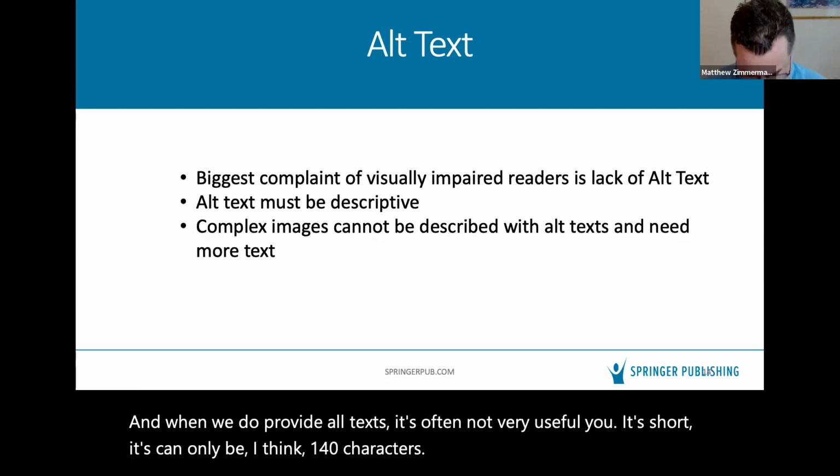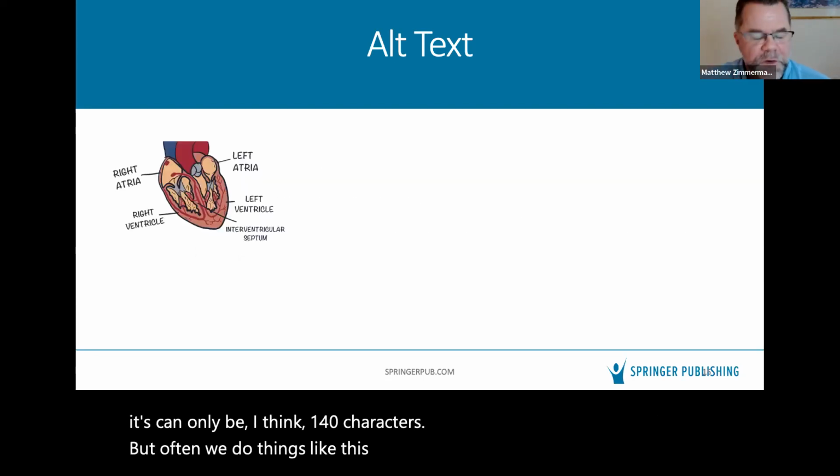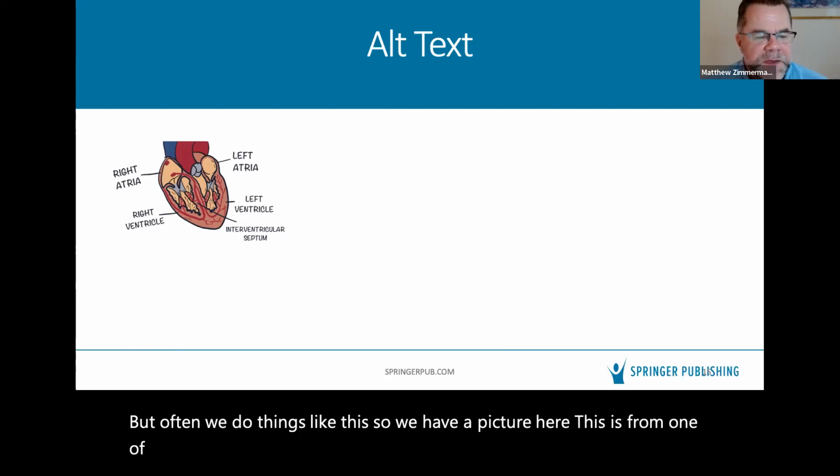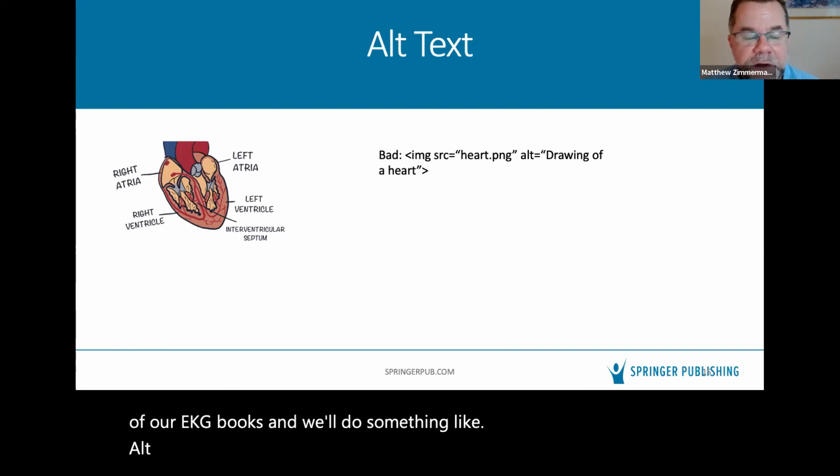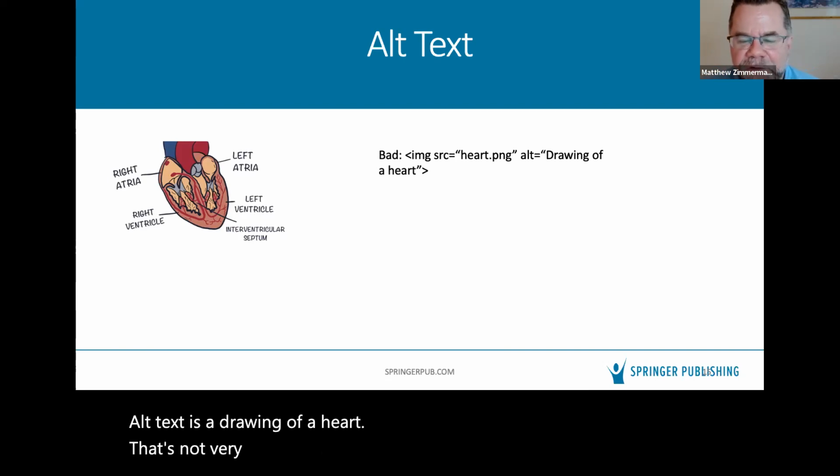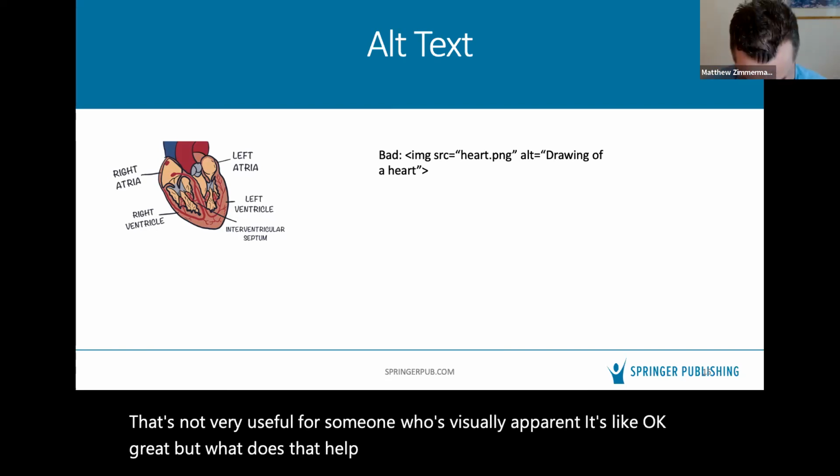But often we do things like this. So we have a picture here. This is from one of our EKG books. And we'll do something like alt text: it's a drawing of a heart. That's not very useful for someone who's visually impaired. It's like, okay, great, what does that help me? They should be a little more descriptive.